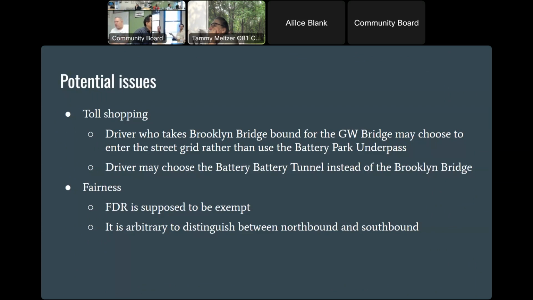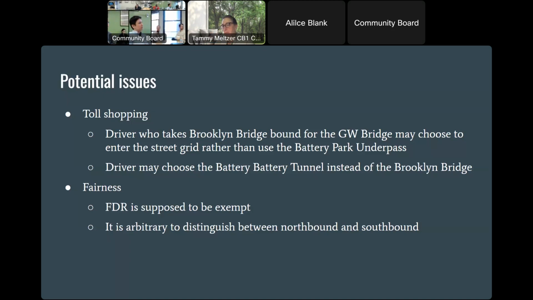And then there's just the fairness question because the FDR, we were told, was gonna be exempt. And it's kind of arbitrary to distinguish based on north and southbound. So let's open it up. Why is it an issue that a driver might want to take the battery tunnel instead of the bridge? Like, why would that be a problem for us?